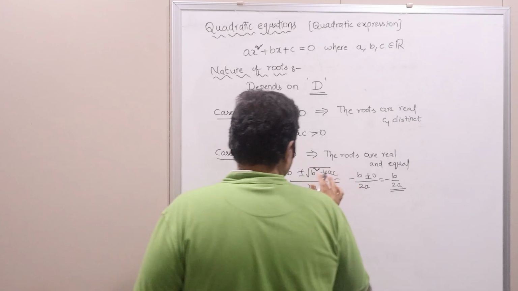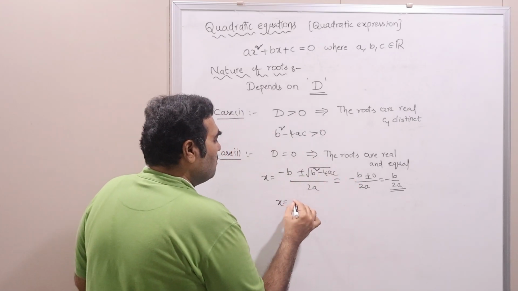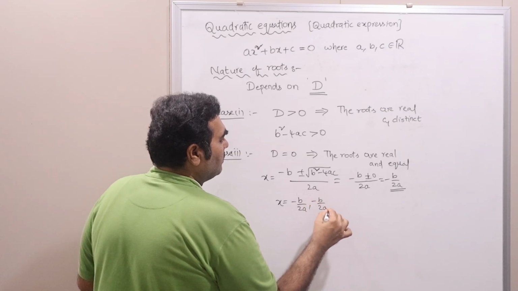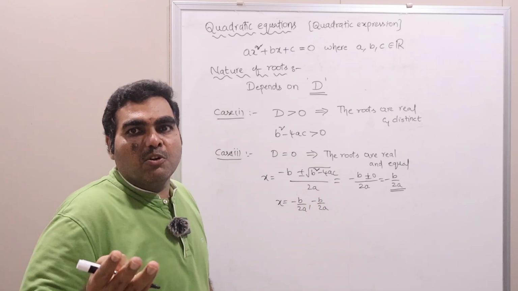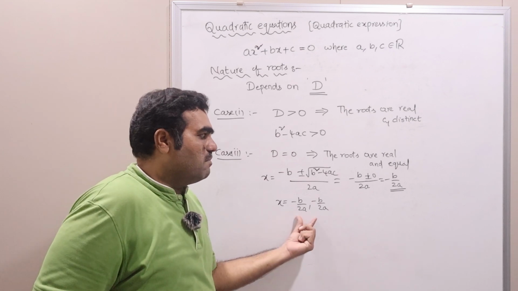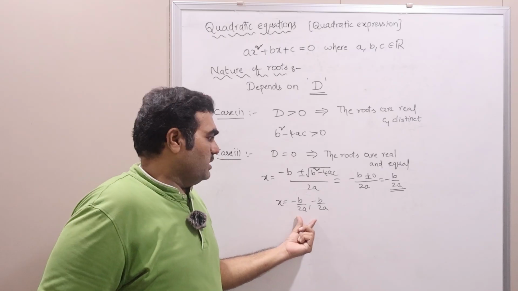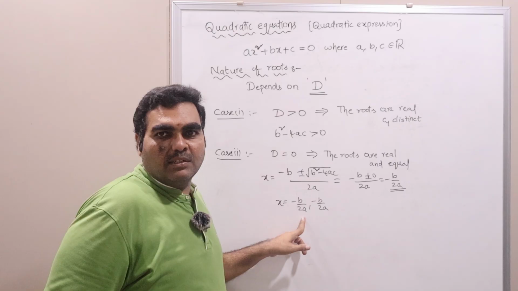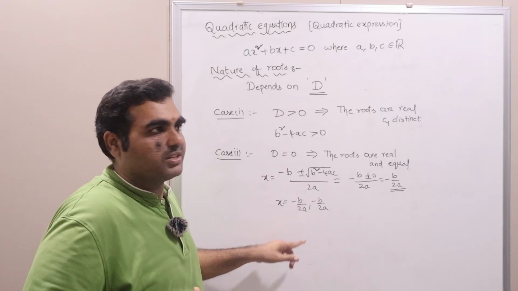That means in this case, x is equal to minus b by 2a, minus b by 2a. Why? Because minus b plus 0 by 2a and minus b minus 0 by 2a. In both cases, you will be getting minus b by 2a. Right? So roots are real and roots are equal. This is how you can understand.